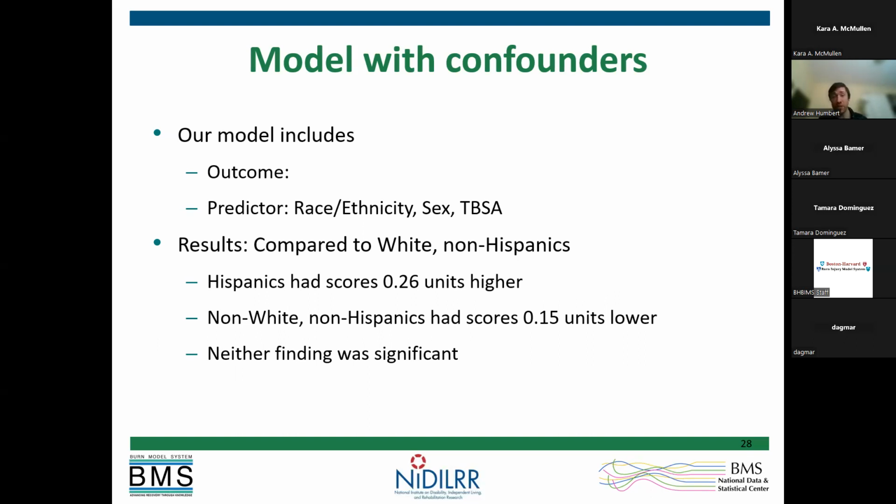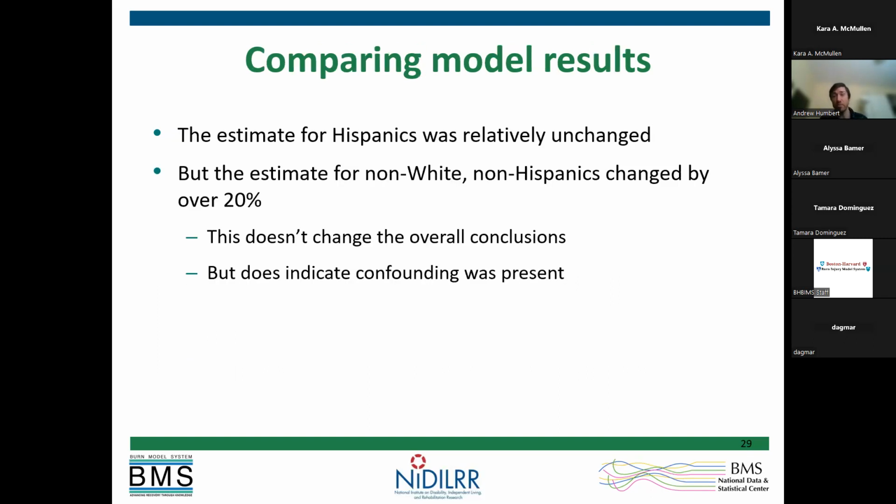If we look at the results now, we see that Hispanics had scores 0.26 units higher, whereas non-white non-Hispanics had scores 0.15 units lower when compared to white non-Hispanics. And again, neither finding here was significant. So we were not seeing any change in the significance, but we did see some slight change in the coefficients. The estimate for Hispanics was relatively unchanged. It was 0.28 to 0.26. That's a pretty small change in that coefficient.